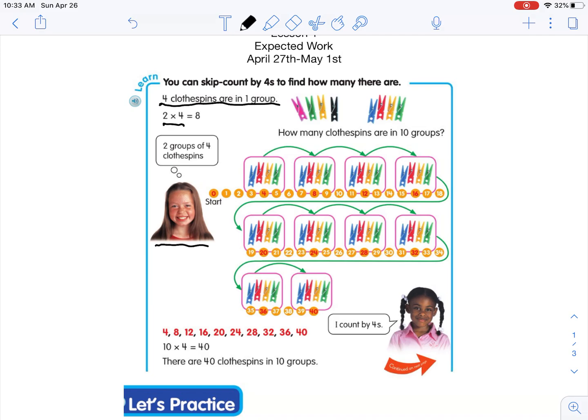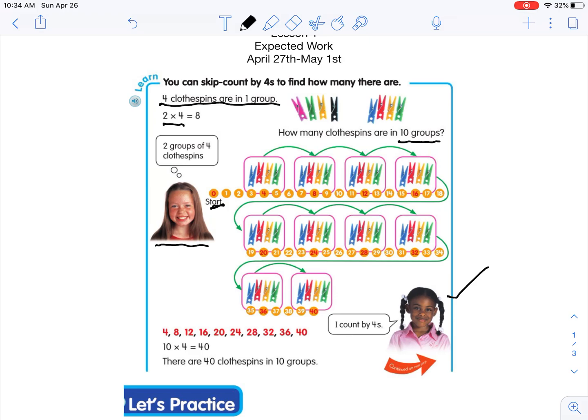So now they want to know how many clothespins are in 10 groups. And remember, we had 4 in each group. So here they have a picture where they're going to skip count by 4s for us. And our friend down here is also saying she counts by 4s. So let's look at that. They start at 0. And then we go 0, 4, 8, 12.